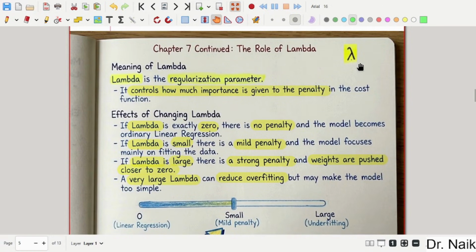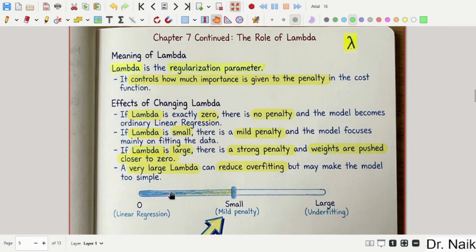Now understand what we mean by lambda. Lambda is a regularization parameter. It controls how much importance is given to the penalty in the cost function. If lambda is exactly 0, then there is no penalty and the model becomes ordinary linear regression. If lambda is small, then there is a mild penalty and the model focuses mainly on fitting the data. If lambda is large, then there is a strong penalty and weights are pushed closer to 0. A very large lambda can reduce overfitting but may make the model too simple.